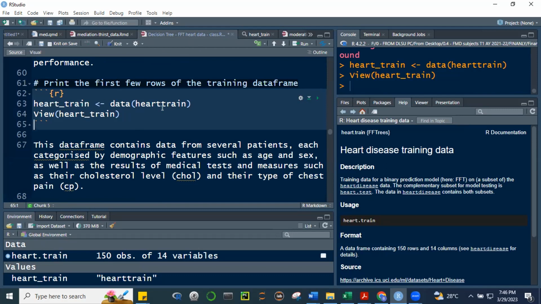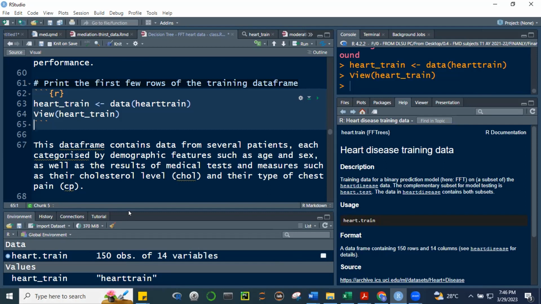I was trying to, sabi nga ni Tim, tanggalin natin yung dot, no? So we remove the dot, tapos view natin yung object natin, ito. Pero itong object na to, ano siya? It's just a character, no? Heart train lang siya. Hindi siya ito. Kasi iba to, no? Alright.